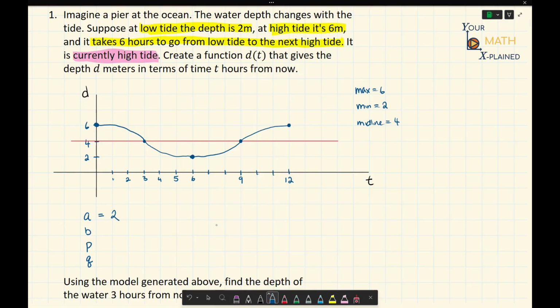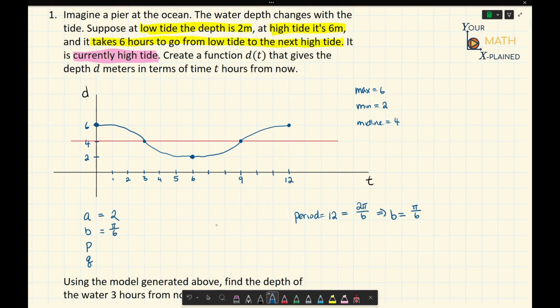The B here can be calculated using our period. So looking at our graph, we can see that going from high tide to the next high tide is going to be 1 full period. And that happens in 12 hours. So if our period is equal to 12, and we can calculate it as 2 pi over our b value, then that tells us our b value is equal to 2 pi over 12, which is pi over 6. So let's go ahead and put that in there. Our b value is pi over 6.